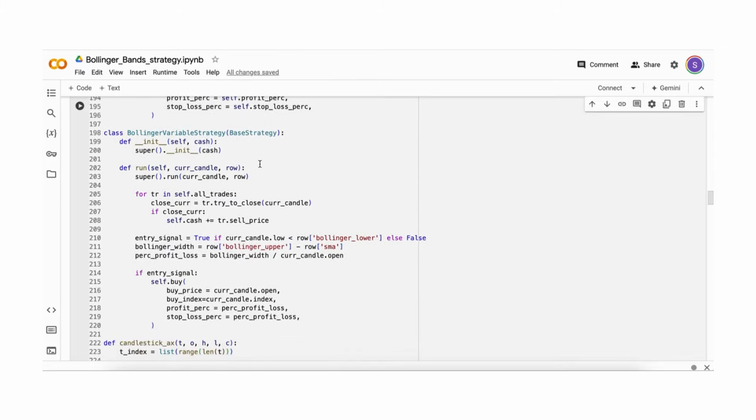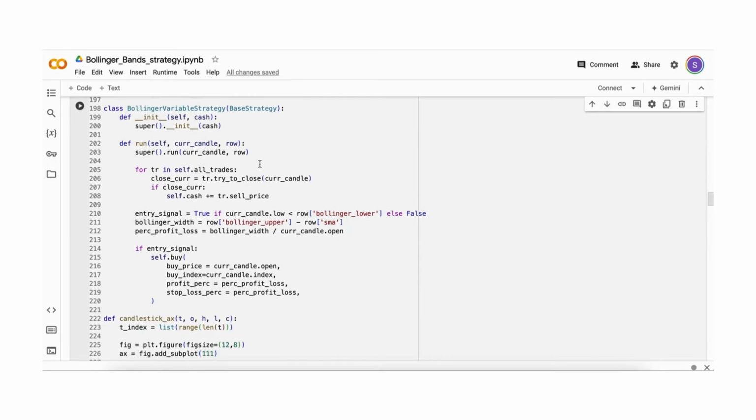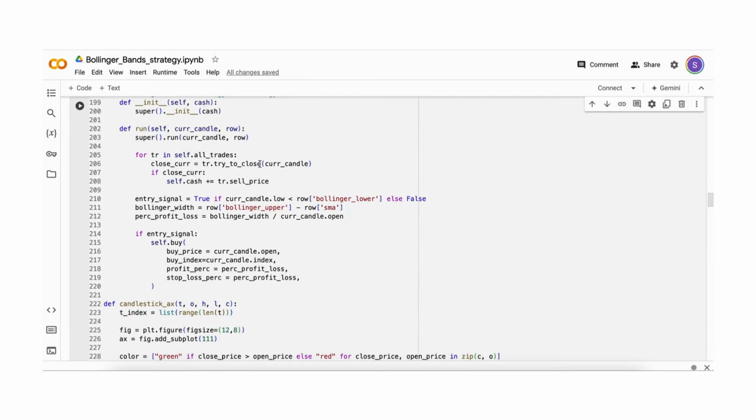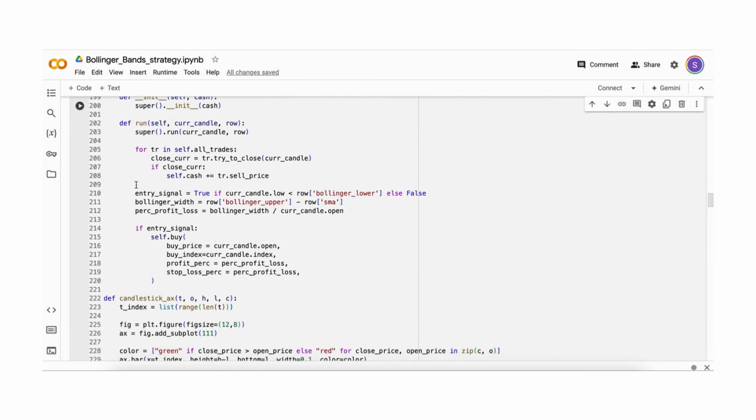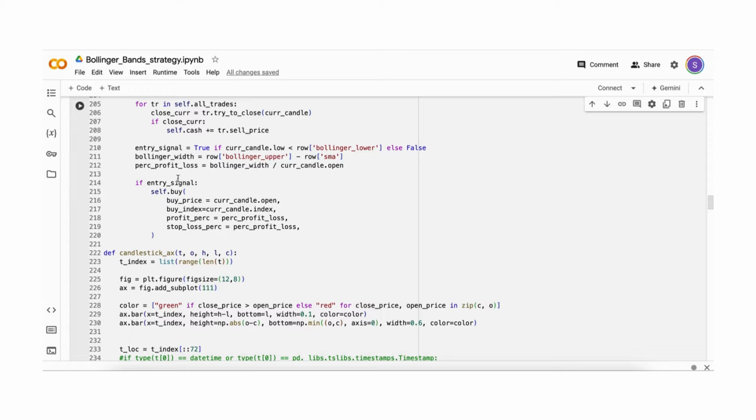With a fixed stop loss and take profit, which is defined here in the initialization of the Bollinger Band strategy. Now in the variable Bollinger Band strategy, we look at the width of the Bollinger Band. We take a stop loss or a take profit based on how wide the Bollinger Bands are compared to the price. So if the Bollinger Bands are very wide, at that point we can take a large take profit and stop loss. If the Bollinger Bands are very small, we can take a small take profit and stop loss.